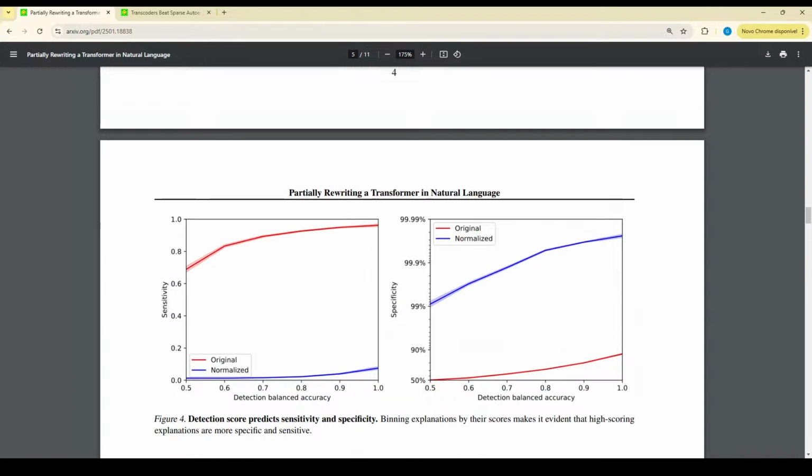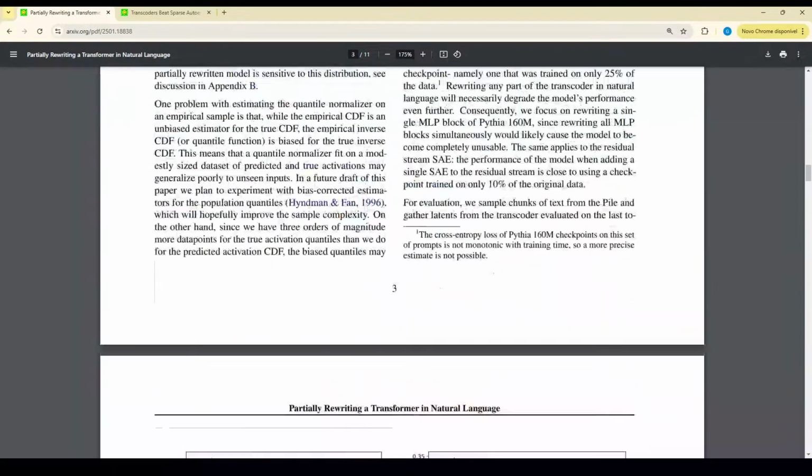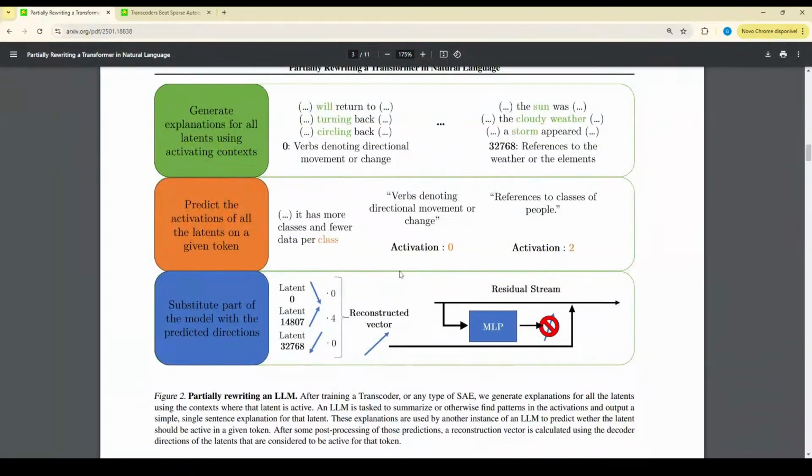If you want to do something like this, so if you want to do a partial rewriting, because you have to predict the activations for all latents, it's much more important that your explanations are specific, because you don't want to overwhelm your system with false positives.